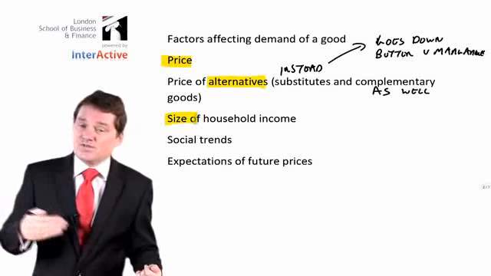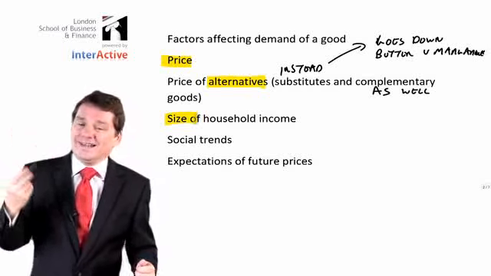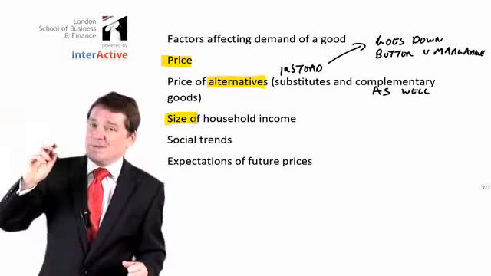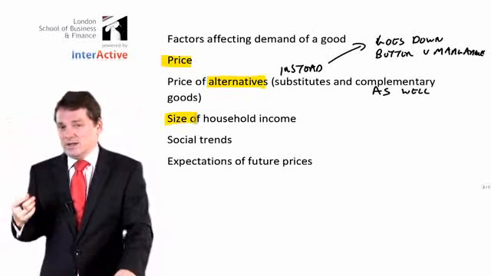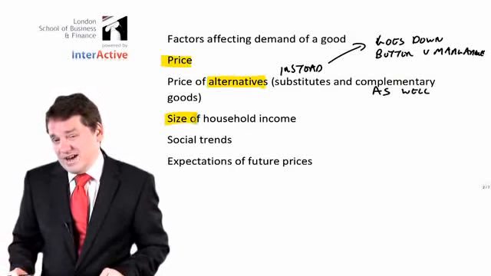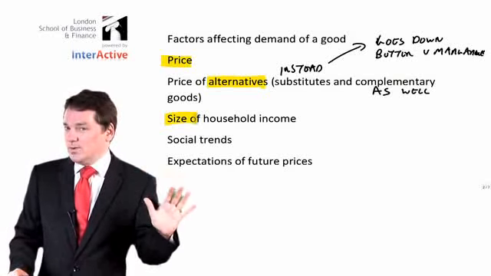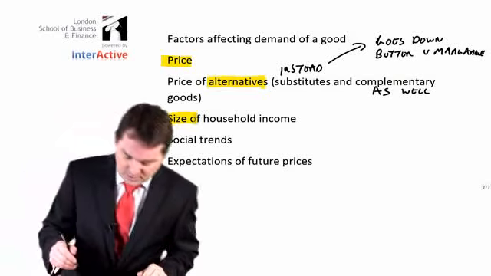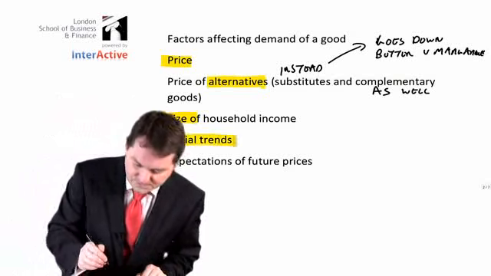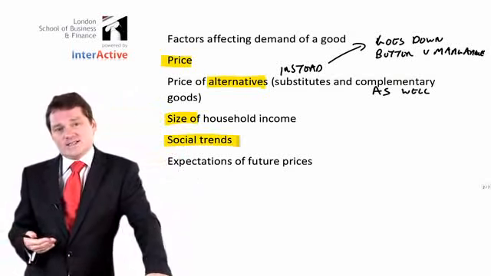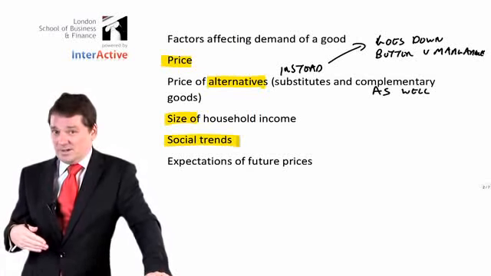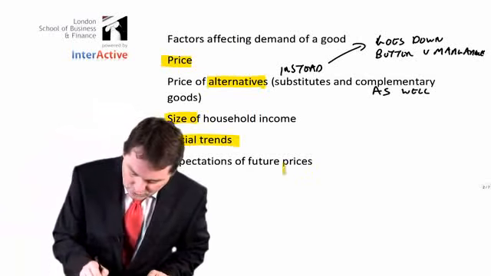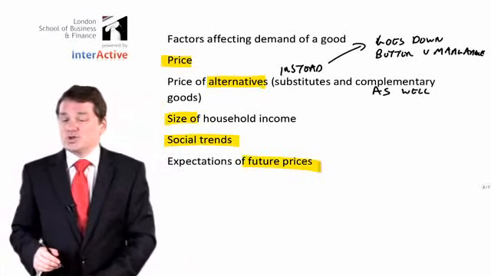And obviously it's the same in reverse. When people have got less money, they will stop spending on certain things first. If my wife and I had less money, we would still carry on buying bread, but there are other things we would stop buying. So size of income can affect demand. Social trends. You saw this in PEST analysis. Things become popular, things become less popular.